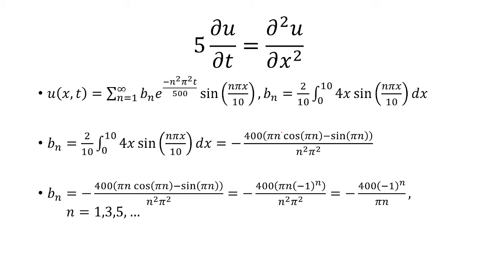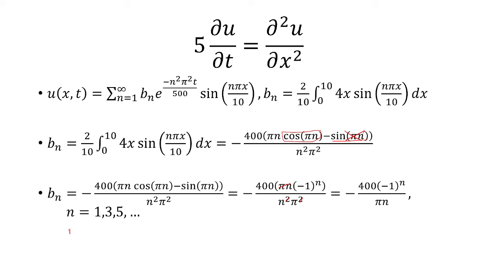Notice that cosine of πn alternates between -1, 1, etc. So that's why I have a (-1)^n here. Sine of πn is always 0. So like sine of π, sine of 2π, sine of negative π, etc. is always 0. So I just got rid of this thing. So this simplifies to this, and then π and n, I can cancel the exponents there. So I have -400 times the quantity (-1)^n over πn. And this is when n is odd. When n is even, it's 0.